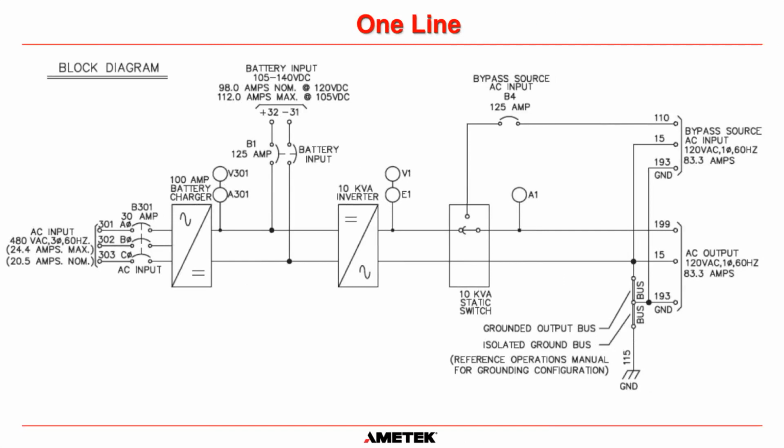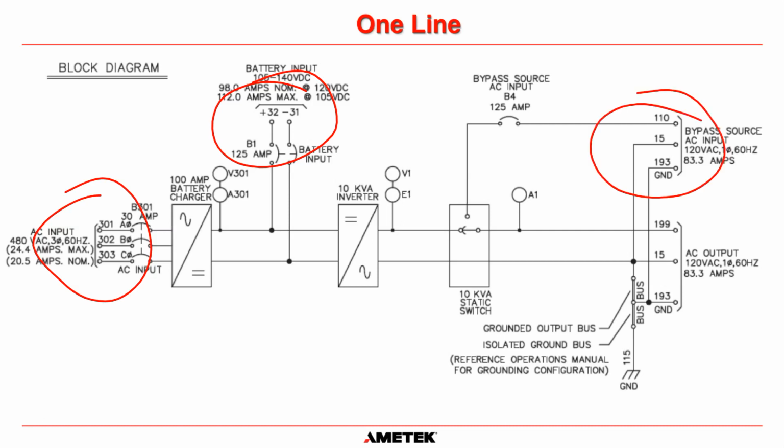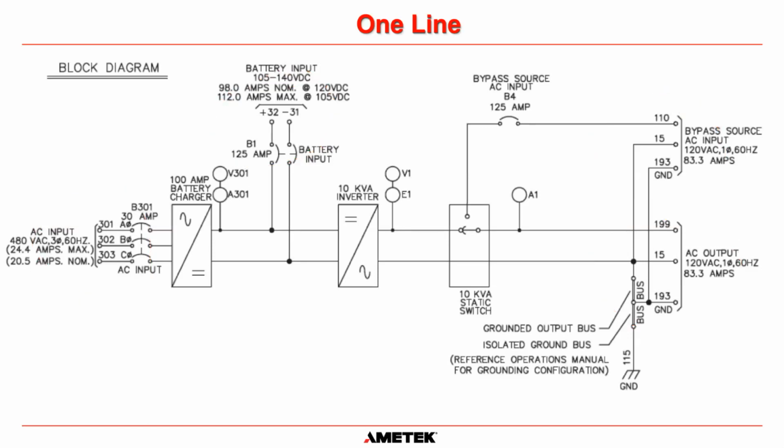So here is a very good one-line diagram of one of what's called our microfarad UPSs, or our SE UPSs, okay? The important thing about this is the input, the DC or the battery connection, the bypass connection, and the AC output connection. Now, if you are an engineer ordering one of our systems, obviously you have to know how to connect that into your MCC, what cable sizes to use, and all that good stuff. This is the sheet in the drawings that will give you all of that information.